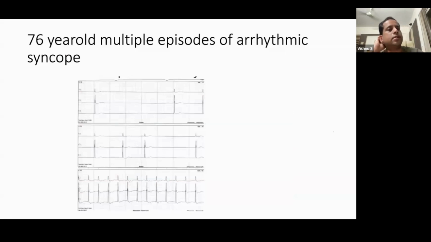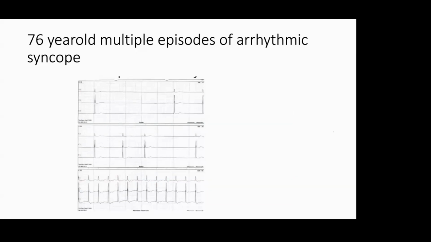This is a case of a 76-year-old with multiple episodes of arrhythmic syncope. Arrhythmic syncope is a sudden brief episode of syncope, usually without any prodrome, and the patient regains consciousness very fast. Can anyone tell the Holter finding in this ECG? What is this phenomenon? The patient will have sudden loss of consciousness if this occurs. Tachy-brady syndrome with Stokes-Adams attacks.